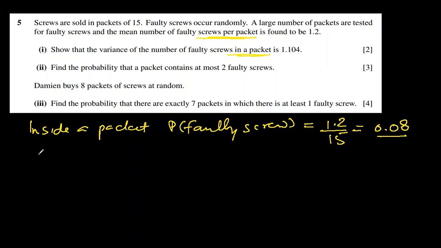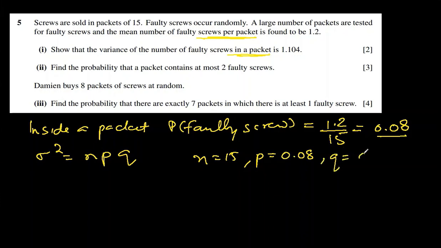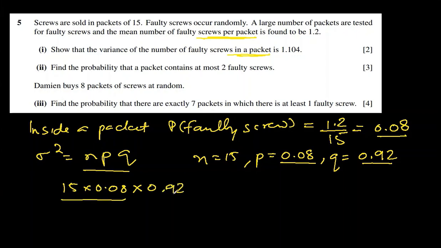Okay, so variance is npq. So n is 15, p which we just found out is 0.08. That is the success for us. Finding a faulty screw is a success. Finding a good screw is failure. So 1 minus 0.08 is 0.92. And we'll just multiply that now. 15 multiplied by 0.08 multiplied by 0.92. 1.2 times 0.92, it will be 1.104, shown.